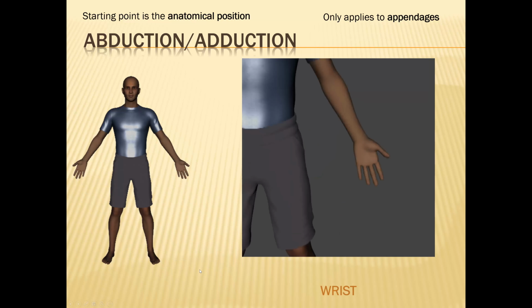You can also abduct and adduct your wrist. So if you bring your wrist closer into the body, that is adduction. I'm adding it closer to the body. If I take the wrist farther away, that is abduction. I'm taking it away. So that is adduction of the wrist, abduction of the wrist. Remember, add is going toward, ab is going away.